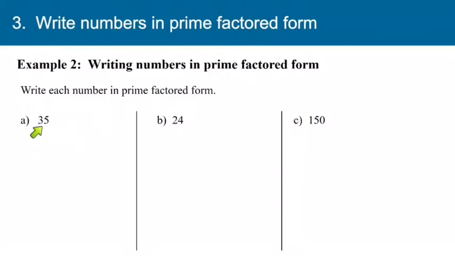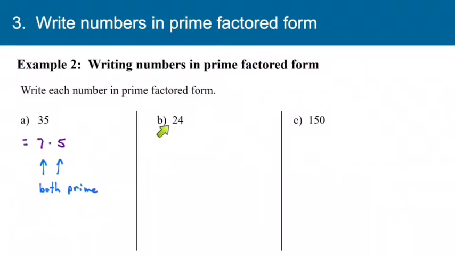So first we have 35. Now if you know your times table, you know that 35 is 7 times 5. And see, the dot here represents multiplication, so 7 times 5. Now both of these numbers happen to be prime, and therefore 7 times 5 is the prime factoring for 35.